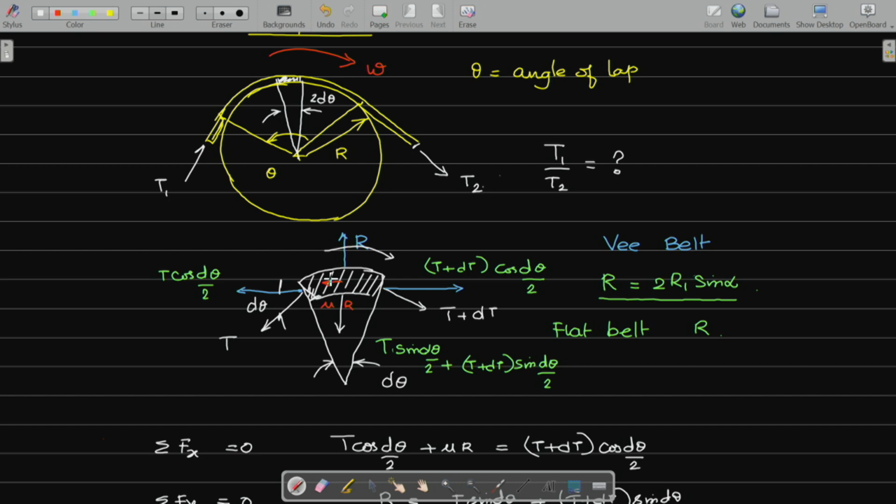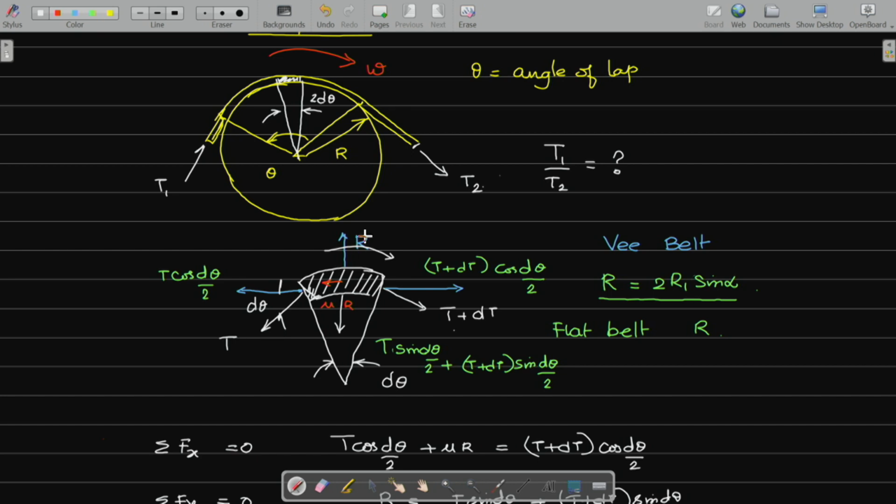So you will have a tension. If we assume that the belt is moving in the clockwise direction, on the right hand side you will have T plus delta T, and to the left hand side T. This difference in tension is going to transmit power, and we have to find out what is this difference in tension. And you will have a normal reaction. Since the belt is pressing the ground, you will have a normal reaction R.